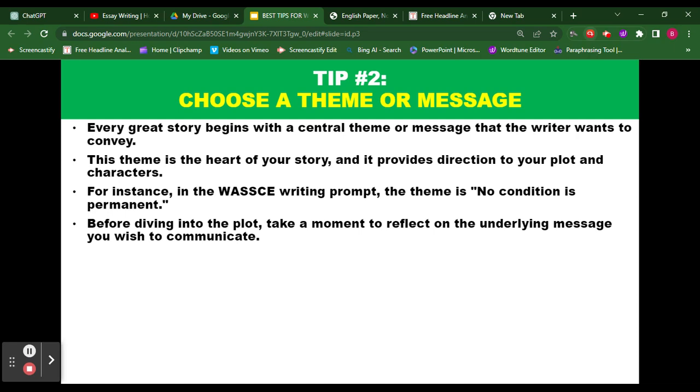Before diving into the plot, take a moment to reflect on the underlying message you wish to communicate. You need to take a little time to reflect on the message that you wish to communicate. Every good story, and in fact, every meaningful piece of writing is supposed to communicate a definite story to the audience. So before diving into the plot, you need to take a moment to reflect on the underlying story that you wish to communicate to your target audience.